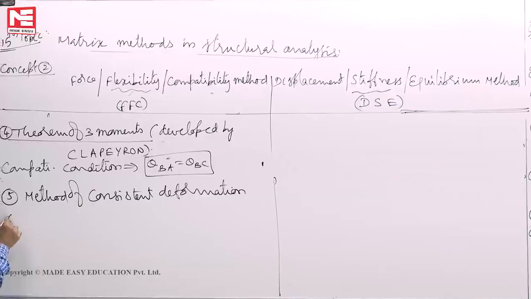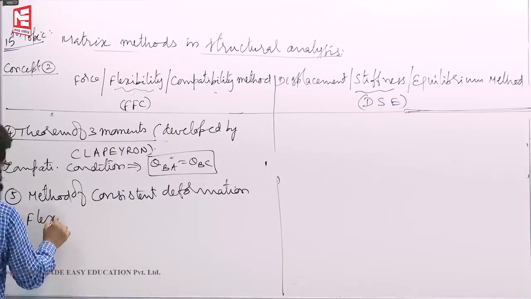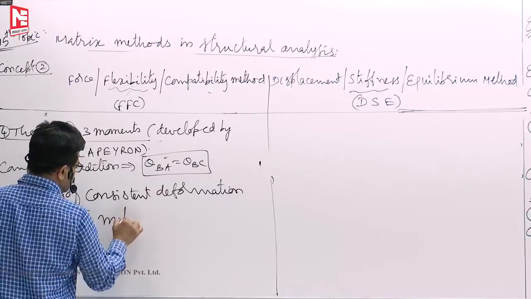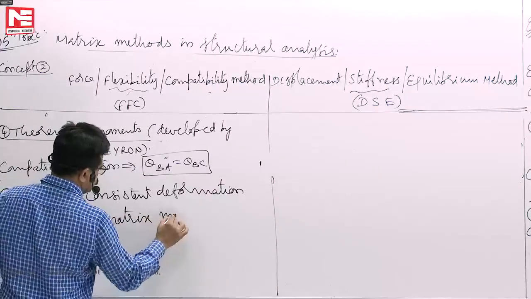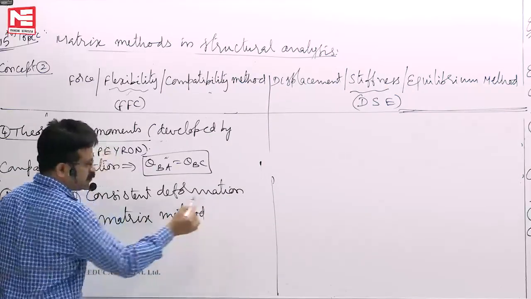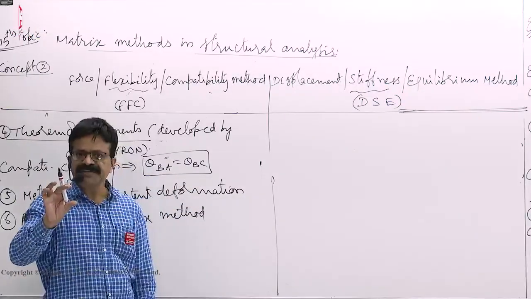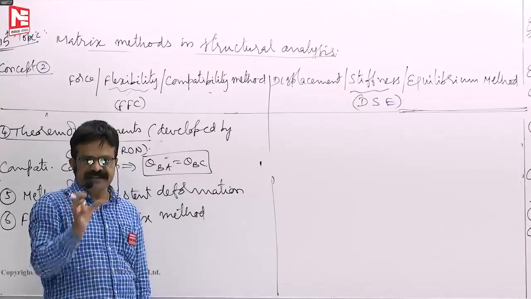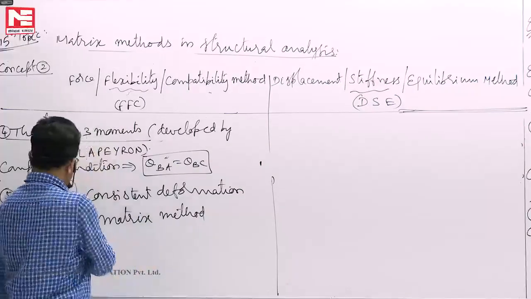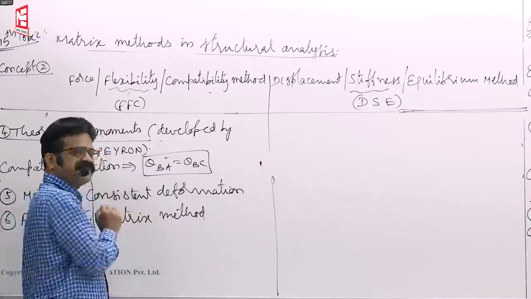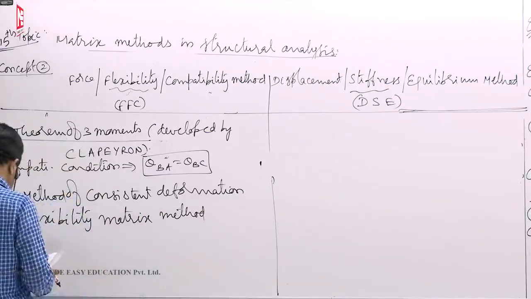Then the flexibility method, the flexibility matrix method. Actually, this flexibility matrix method means from Castigliano's theorem 2 you will get a set of compatibility conditions. Those compatibility conditions you write in a matrix form, then it becomes the flexibility matrix method. But it comes from theorem 2 only, Castigliano's theorem 2.